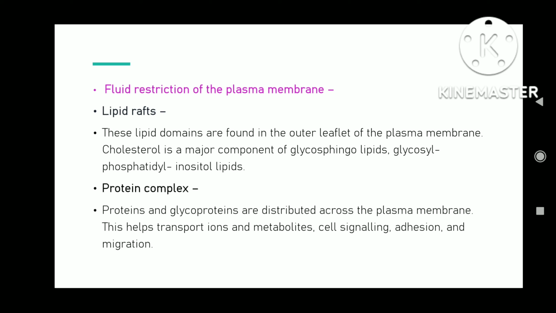Fluid restriction of the plasma membrane. Lipid rafts: these lipid domains are found in the outer leaflet of the plasma membrane. Cholesterol is a major component, along with glycophospholipids, glycosyl phosphatidylinositol lipids, and protein complexes. Proteins and glycoproteins are distributed across the plasma membrane. This helps in transport of ions and metabolites, cell signaling, adhesion, and migration.